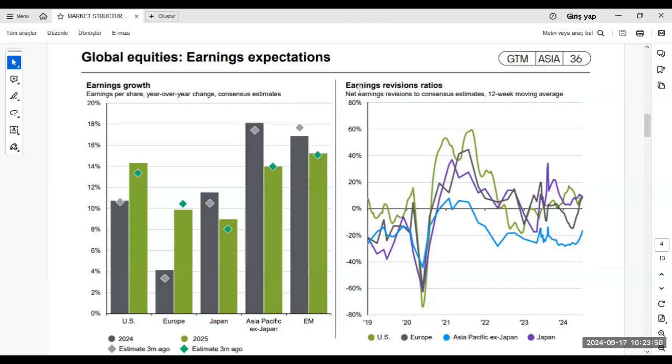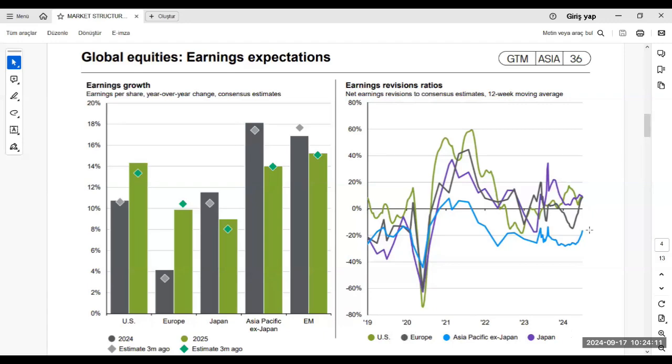Please look at the title here. What we mean by earning revision is the net earning revision to consensus estimate, as a 12-week moving average, meaning 3-month moving average values. Again, the United States, Europe, Asia Pacific, and Japan. We are excluding the emerging market valuation here.